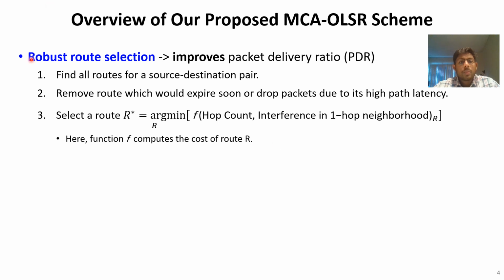The first one is robust route selection. In this, we first find all the routes between a source-destination pair, then we remove those routes which are soon to expire or which can drop packets due to their high path latency. Then the least cost route R star is selected, which considers the hop count of the route and interference in the one hop neighborhood along the route R. This improves the packet delivery ratio.